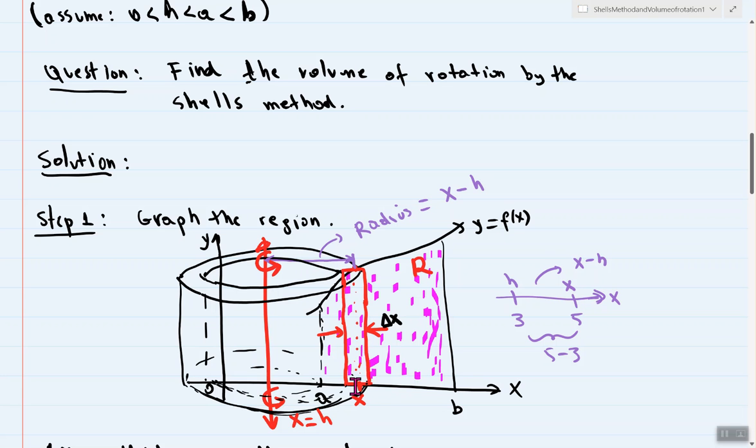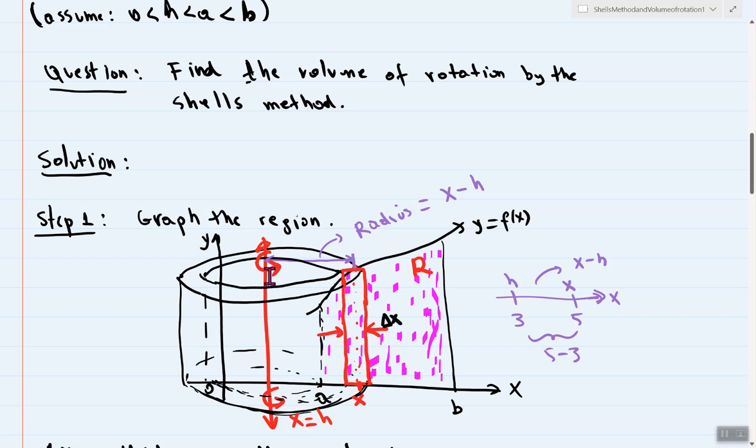So how tall is the rectangle? It starts from the x-axis up to the curve. The x-axis is basically y equals 0, that's its equation, and the function is y equals f of x. So the distance between f of x and 0 is f of x. That gives us the height to be f of x.